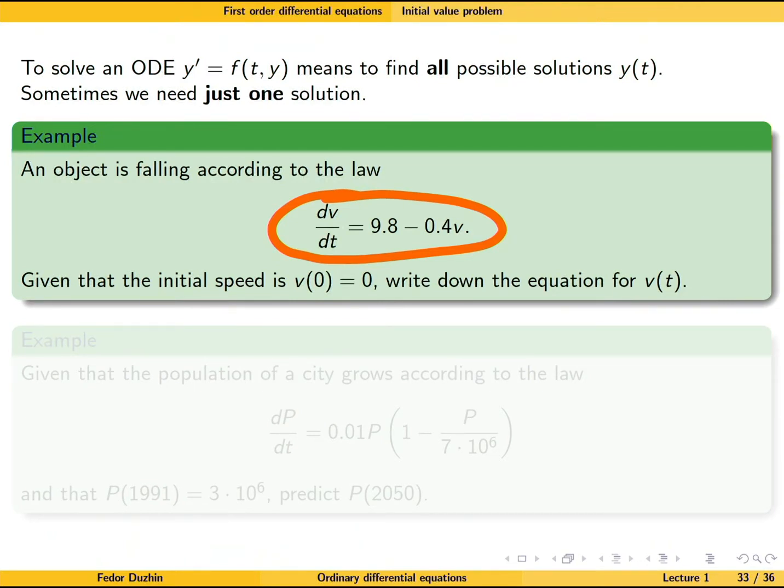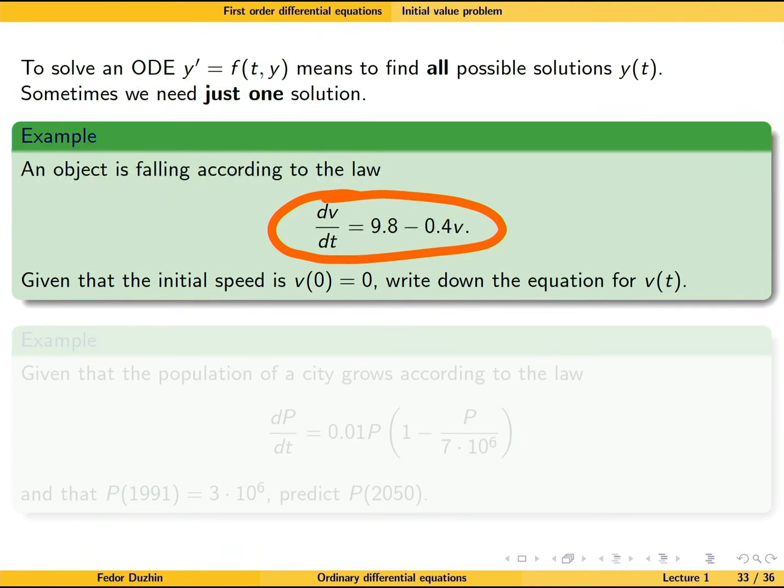So which means that initially, since it just fell down, its speed was 0, but then we just need to write down the equation for v of t and to see the terminal speed when it reaches the ground. Is it going to be slow enough for the cat to survive, or is it going to kill the animal? Okay?